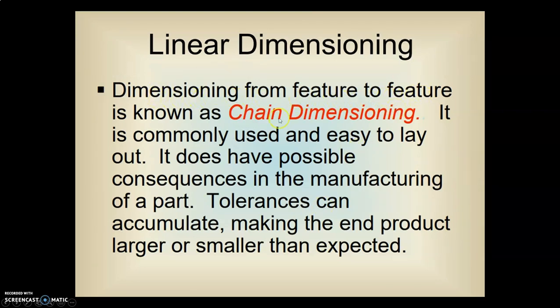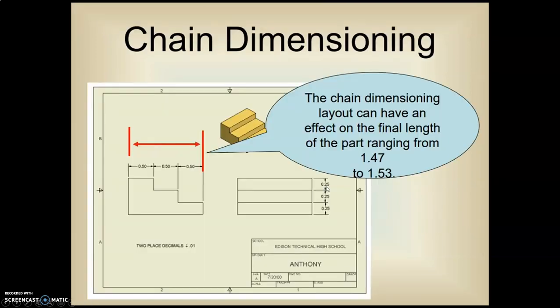Dimension from feature to feature is known as chain dimensioning. It's commonly used and easy to lay out. It does have possible consequences in the manufacturing of the part, because we have tolerances and they can accumulate, making the end product larger or smaller than expected.